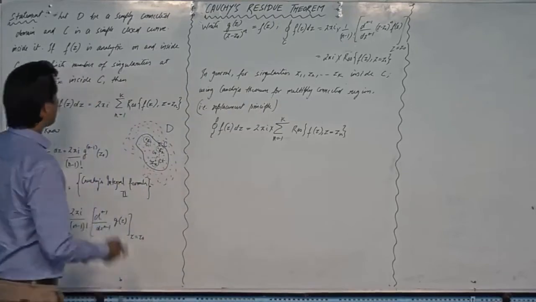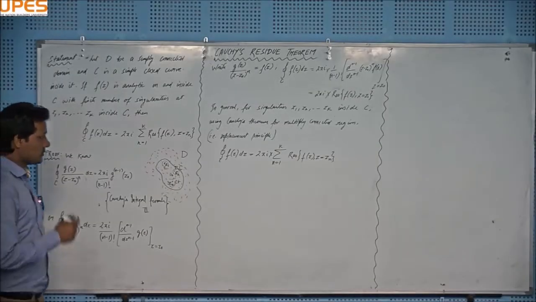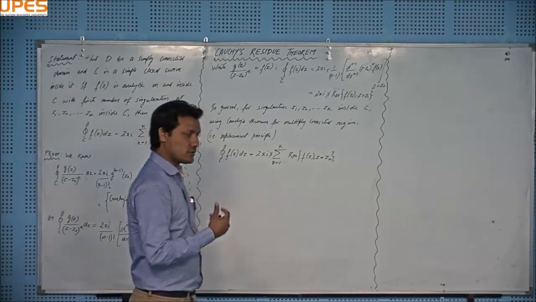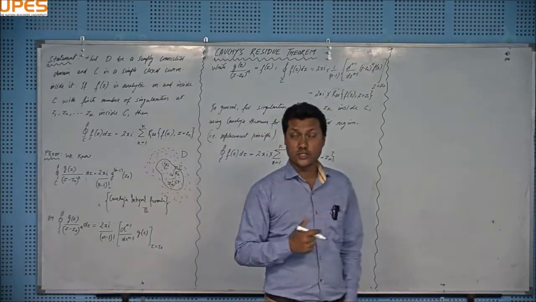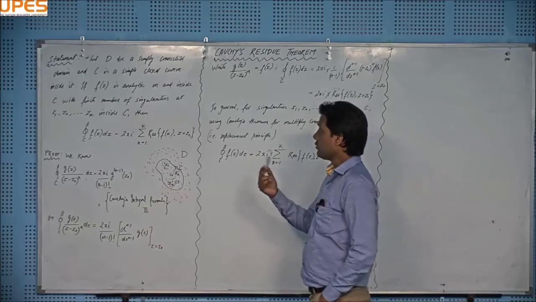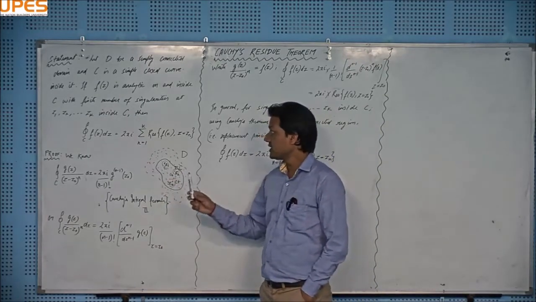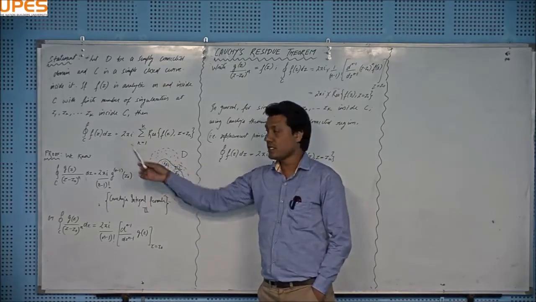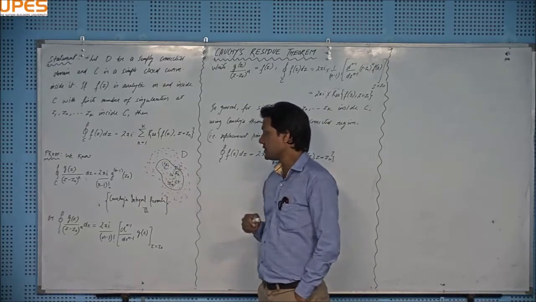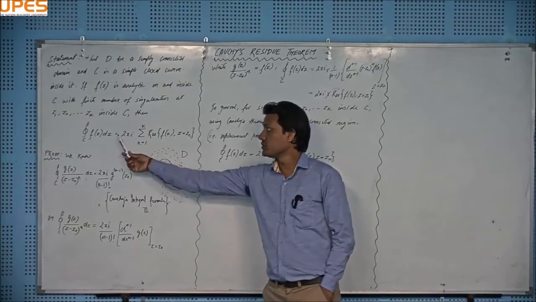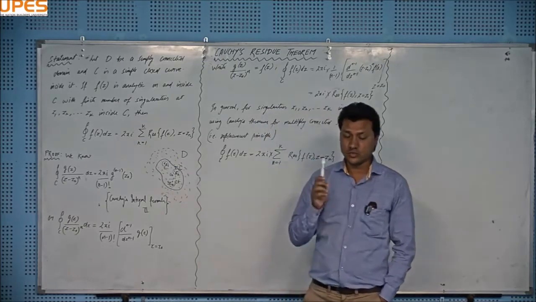So this is a small proof of Cauchy's residue theorem. One more thing: in the statements of all of these theorems, we assume that the orientation of C is anti-clockwise. That is why we place a plus sign here. If the orientation is taken clockwise, then we put a negative sign here. The first point is that.